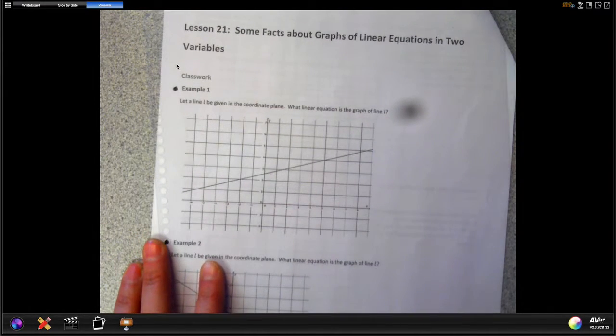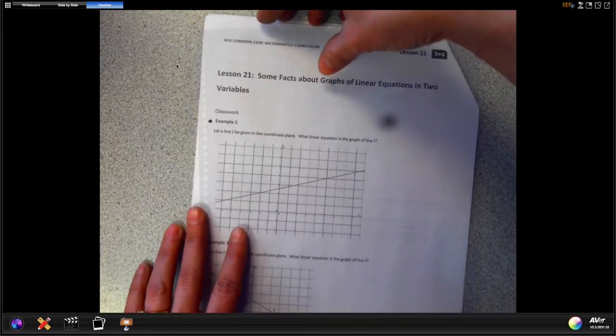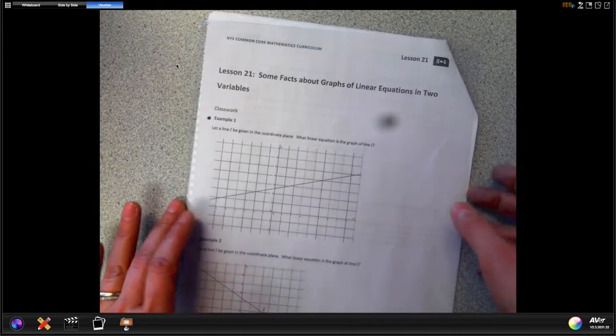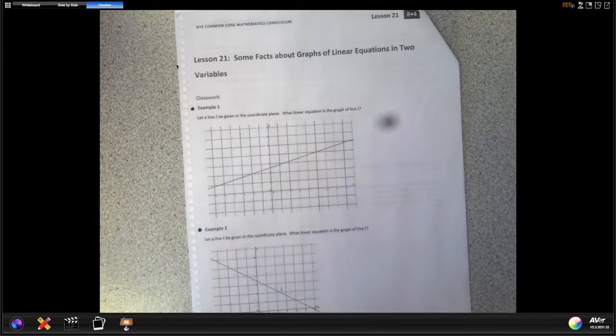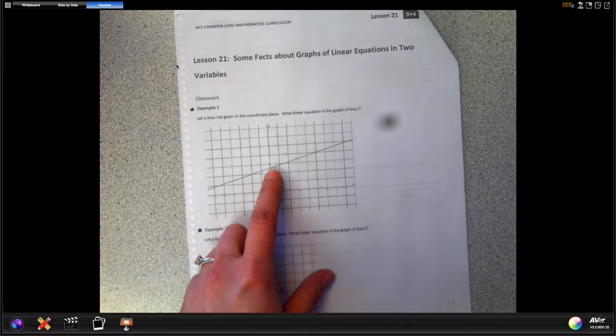Okay, welcome to Lesson 21, Module 4 of 8th grade math, graphing linear equations in two variables. In the past couple weeks we've been learning how to write equations in slope-intercept form for different types of graphs. And all the graphs have had something in common. They've all crossed the y-axis at a nice even number.